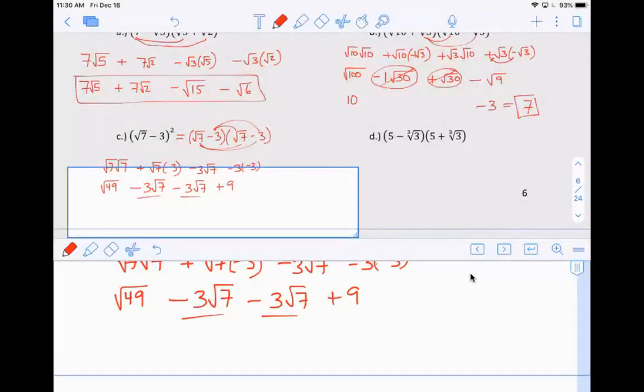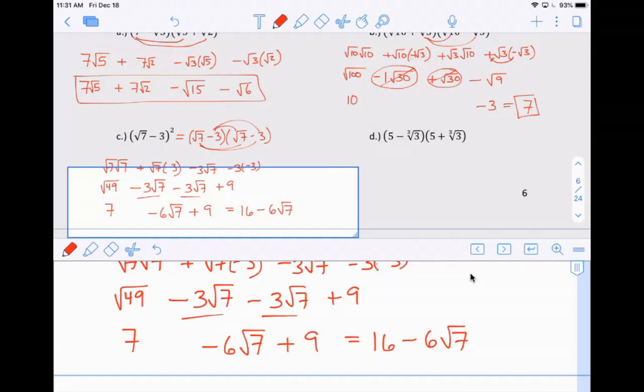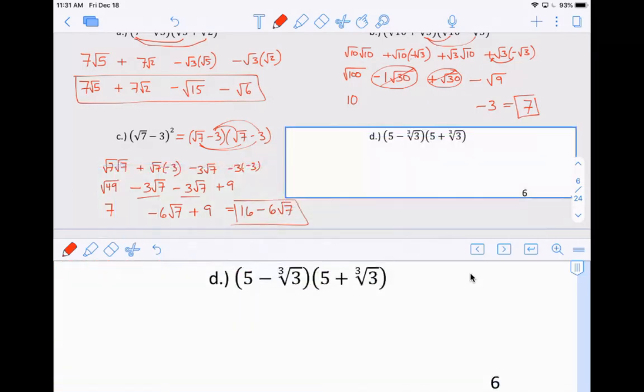Careful, those middle two are not going to cancel. In fact, they're going to add together to double. They're going to be negative 6 root 7. That's going to be a whole 7. We got plus 9. 7 and 9 can combine to 16. And we get 2 terms this time. So again, no guarantee of what you're going to get when you have radicals in there.